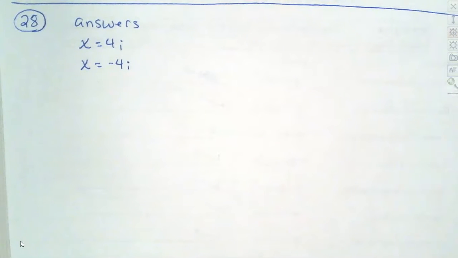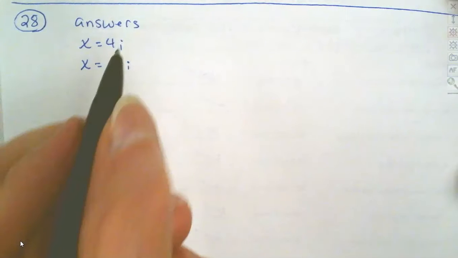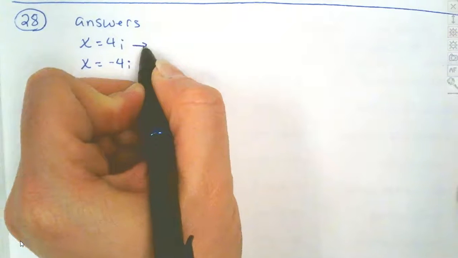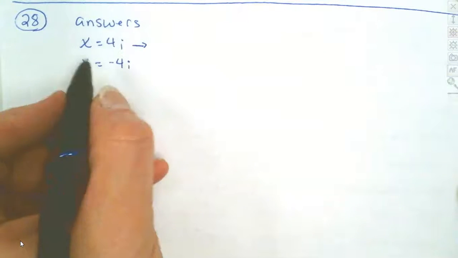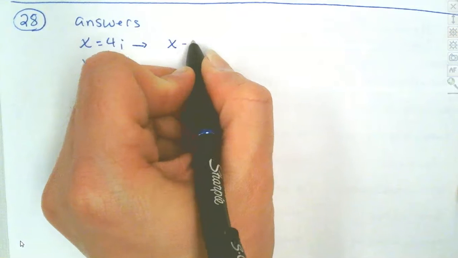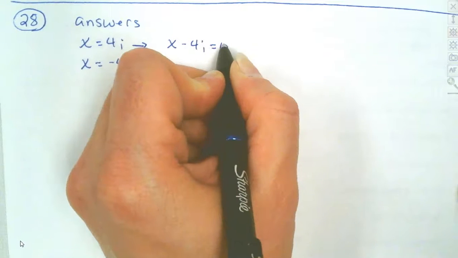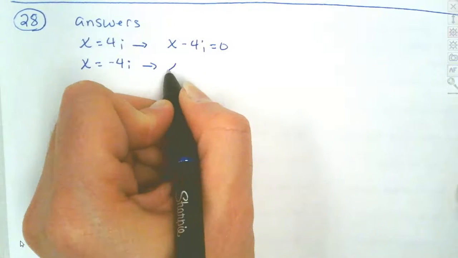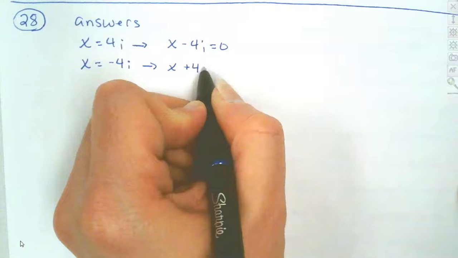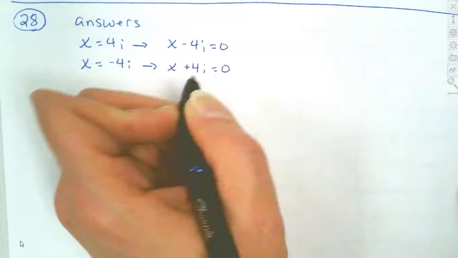Normally what we would do is we would solve it and we would get our solution, right? We'd solve it by factoring, square root property. In this case, though, we're going to work it the other way around. So if these are answers, we need to turn them into roots. How do we do that? Well, if I move it over, I get x minus 4i equals 0. And the other one is x plus 4i equals 0. So I just move them over.